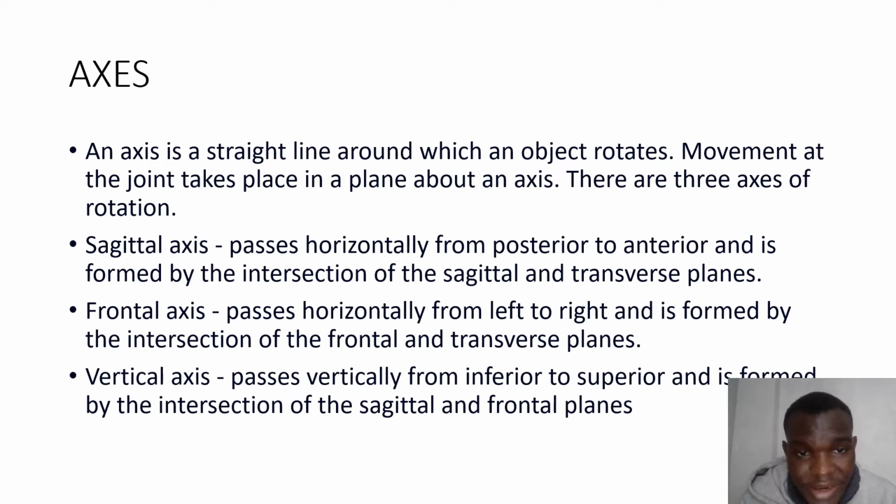An axis is a straight line around which an object rotates. Movement at the joint takes place in a plane about an axis. There are three axes of rotation. So now, the sagittal axis passes horizontally from the posterior to the anterior. It is formed by the intersection of the sagittal and transverse plane.